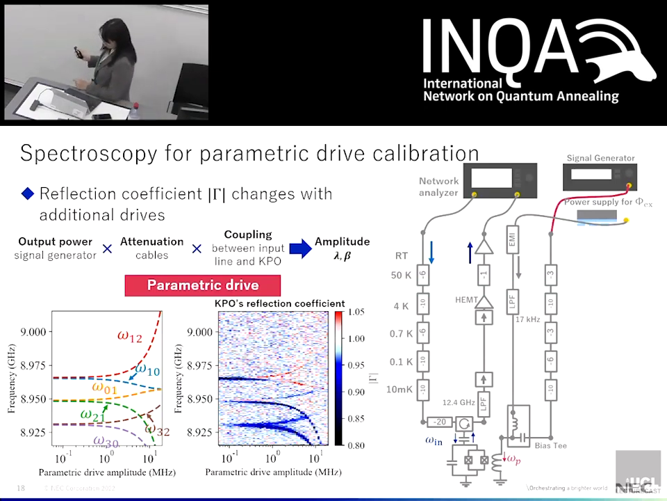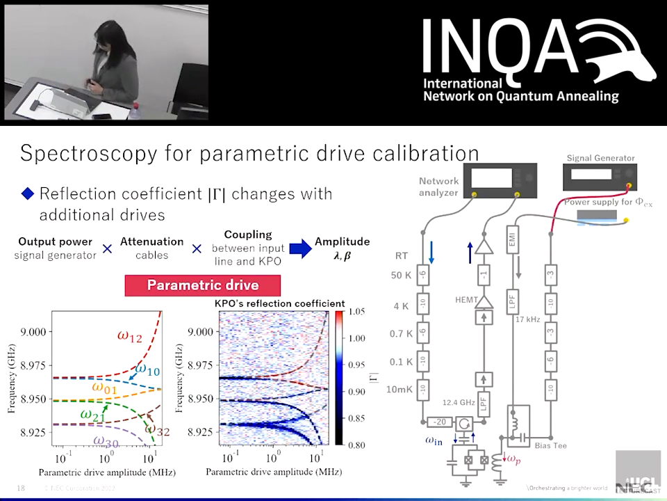The transition frequency can be theoretically calculated with diagonalization of the Hamiltonian. Here, omega nm represents the transition from state m to n. This is the transition frequency of the KPO when the parametric drive is induced. Comparing the calculation result of this transition frequency with the result of the KPO reflection measurement, it becomes like this. The curves shown in the reflection measurement and the theoretical calculation result match very well.